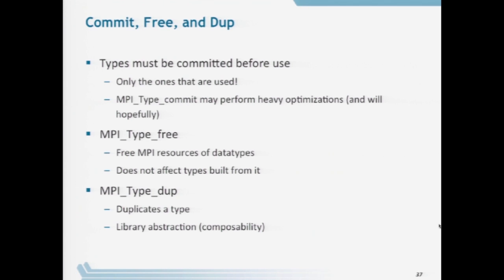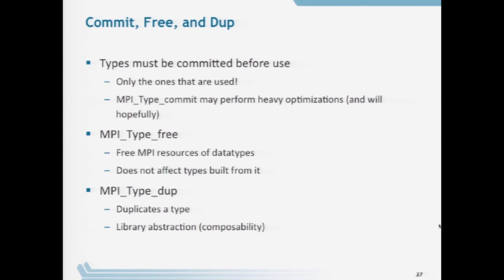It might do all sorts of optimizations. One project that we're working on might generate new binary code to implement the data type. So you don't want to do that except when you have to, and that's why data types have to be committed. Naturally, you can see the data type then consumes resources. When you're done with it, you should free it. The data types effectively have reference count semantics, so as long as somebody is using a data type, the resources don't get freed. You can also duplicate a data type, and there are even attributes on it.